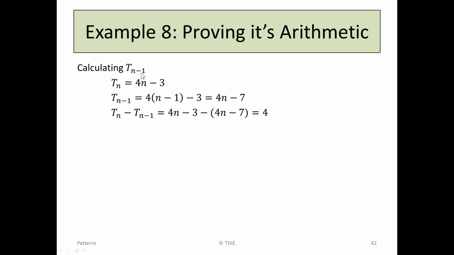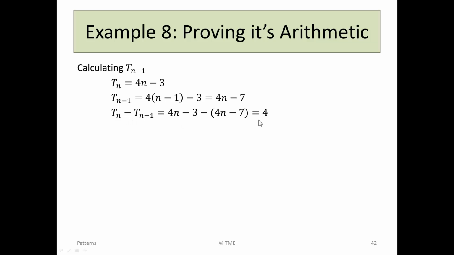To get Tn minus 1, we substitute n minus 1 wherever there was an n. So Tn minus 1 is 4 into (n minus 1) minus 3. That's 4n minus 4 minus 3. The 4n is there, and minus 4 minus 3 gives us minus 7. If we subtract Tn minus 1 from Tn, we get 4n minus 3 for the first, 4n minus 7 for the second. The 4n minus 4n cancel, and minus 3 minus minus 7 turns out to be a plus 7, minus 3 plus 7 gives us 4.